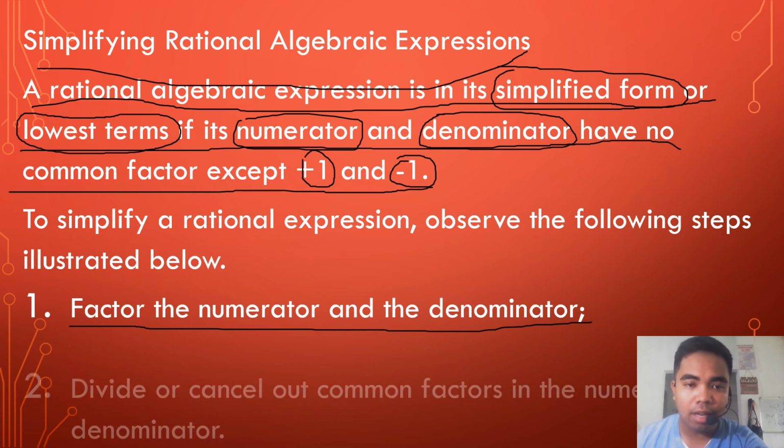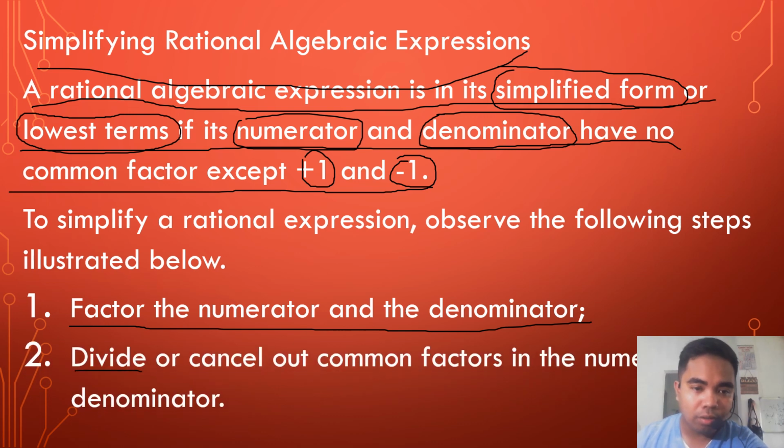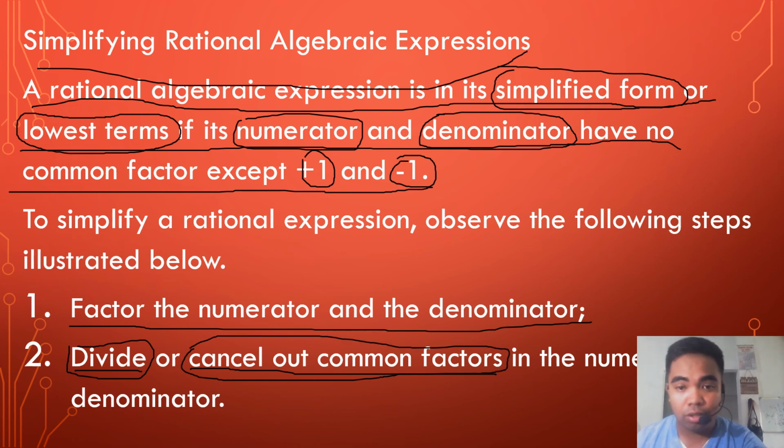And after natin ma-factor lahat, we're going to divide. Either we're going to divide or we're going to cancel out the common factors. Ito yung cancellation, sinasabi nila. Cancellation method or cancellation process daw. Dalawang cases natin. We're going to divide or we're going to cancel out the common factors. So, i-cancel natin, and then yung matira, yun yung magiging sagot natin, or yun yung magiging simplified form, or the lowest term ng ating rational algebraic expression. So, ready na po tayo sa mga examples.